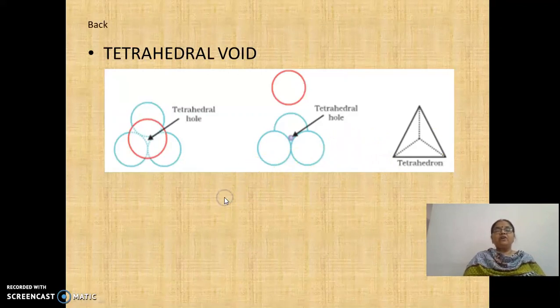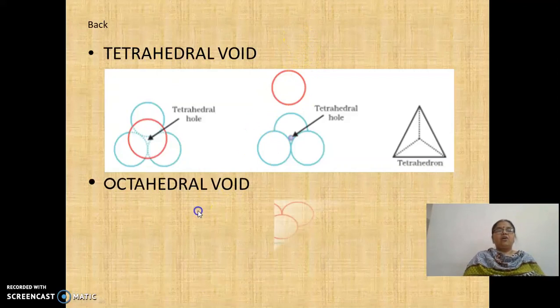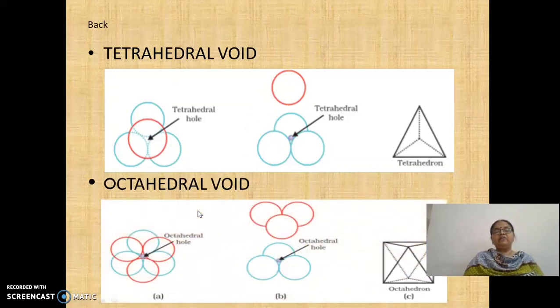Now another type of void is the octahedral void. Now octahedral void is a void between how many spheres? 6 spheres. Now you can see here 3 blue ones and 3 red ones. This is the first layer, this is the second layer of spheres. Now these 6 spheres are enclosing the space called an octahedral hole or octahedral void.